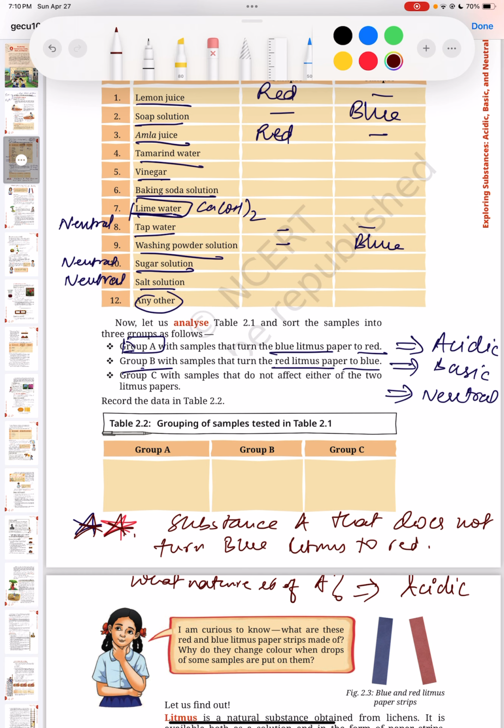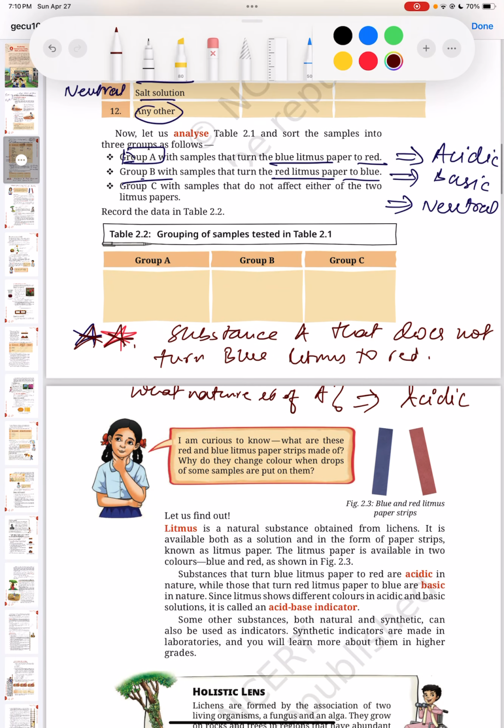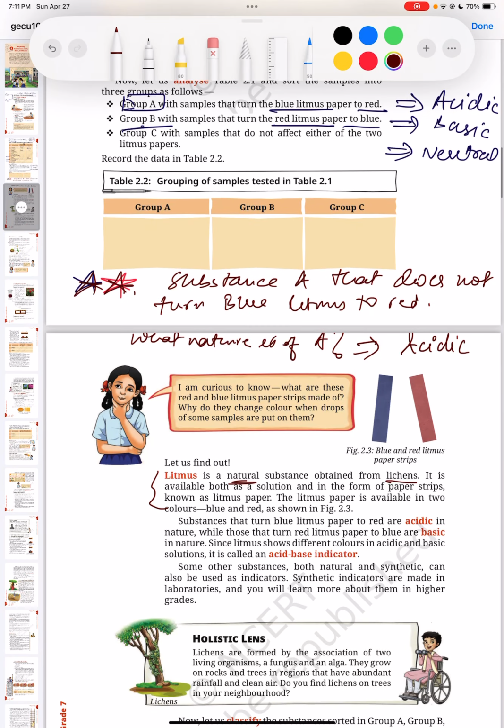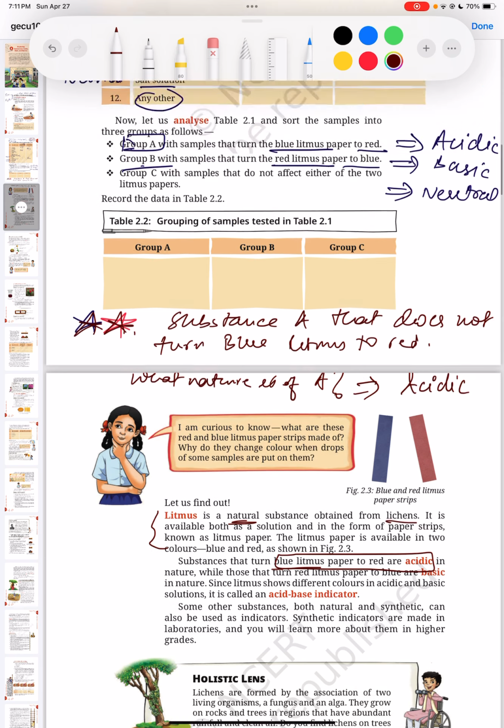And in the other case where it did not turn the color of the red litmus to blue, then it could either be basic or neutral. All right. Okay. So I have already explained to you what litmus is. Litmus is a natural substance that you obtain from the lichens, right? And the substances that turn blue litmus to red are called acidic.